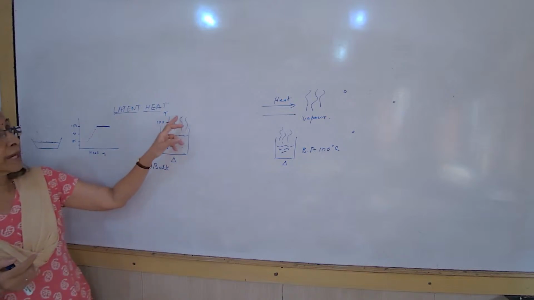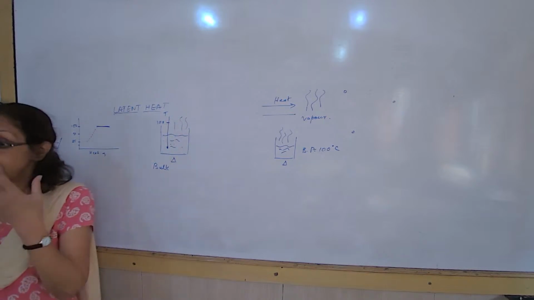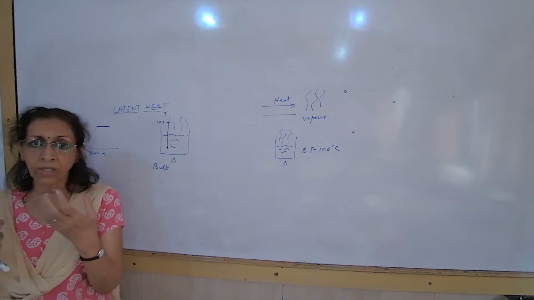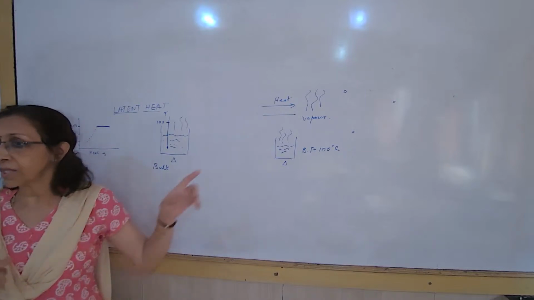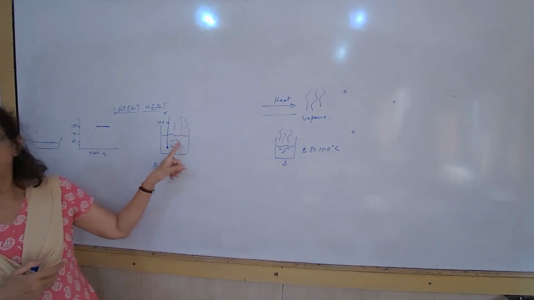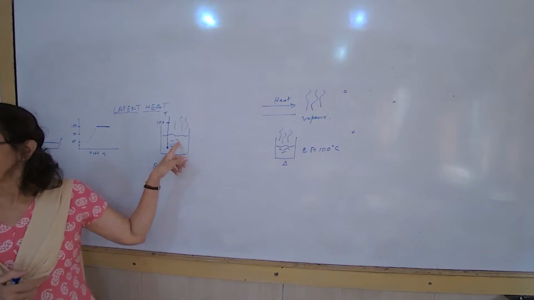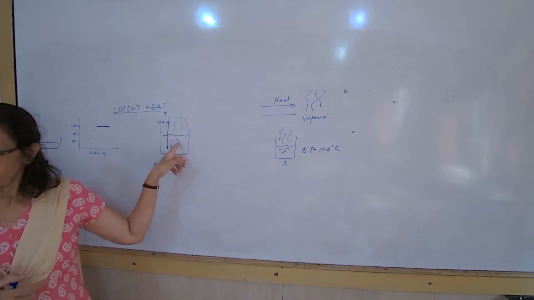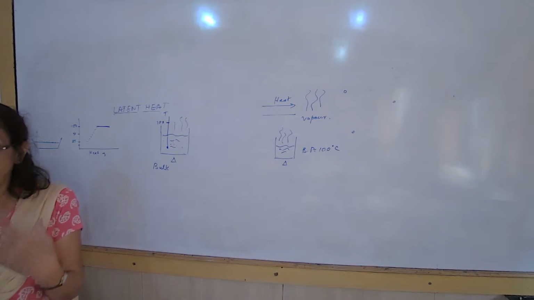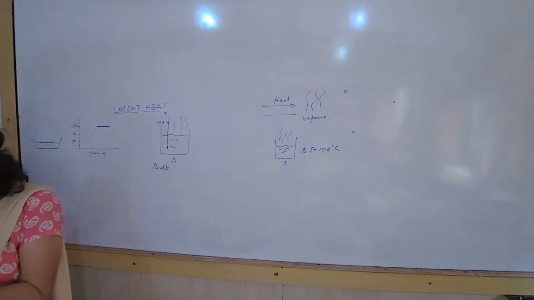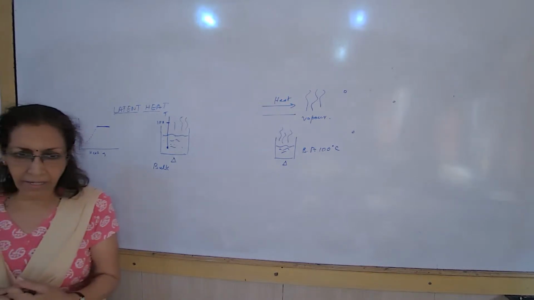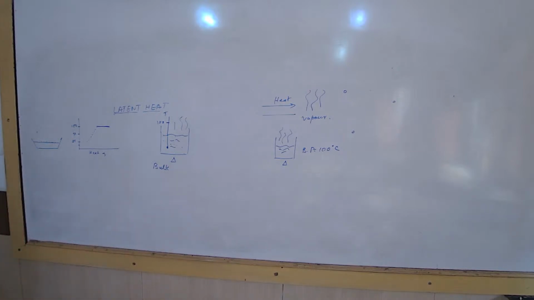And therefore we know that injuries caused by steam are much more severe as compared to the injuries caused by water at 100 degrees. Did you get it? Because it has taken up more heat, and that heat is actually hidden, and that is what is known as latent, right?